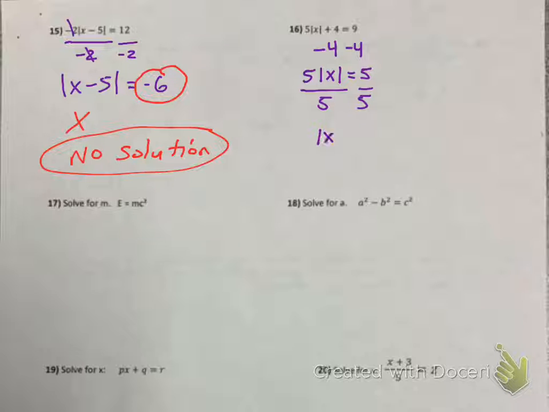And so we have the absolute value of x equals 1. And now that we have it isolated, we can break it apart. So x equals positive 1 and x equals negative 1. And those are our two answers because there's nothing left to do.